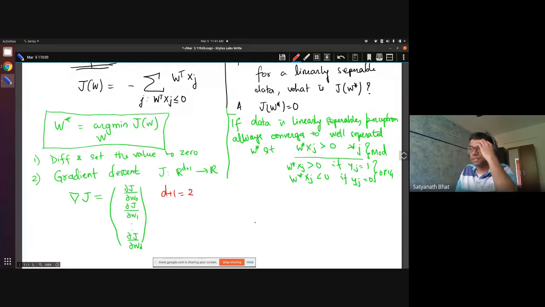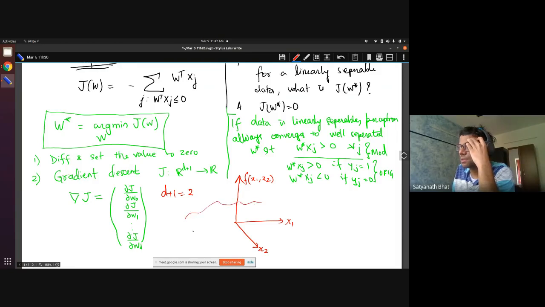So what it means is there are two dimensions we have. Let's say this is dimension 1, this is dimension 2, so this is x1 and x2. There is a function on 2 dimensions, f of x1, x2, which maps R^(d+1) to R, and let's say there is some kind of structure, a surface like this.